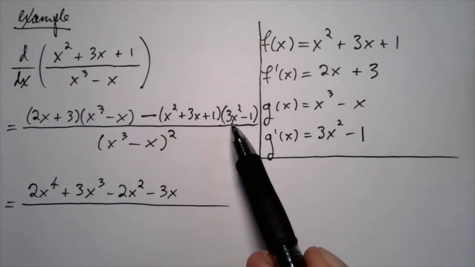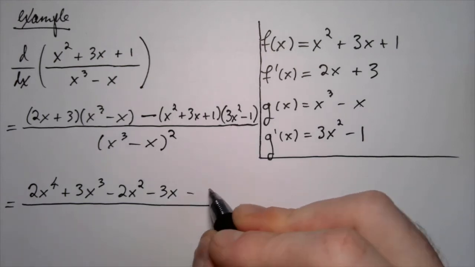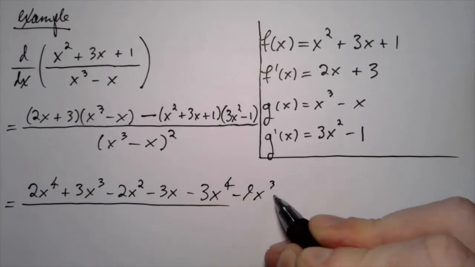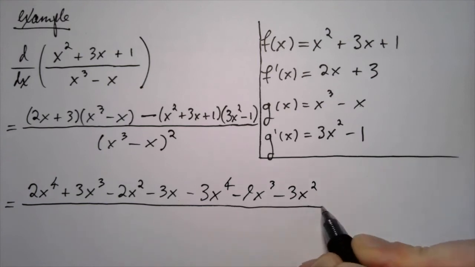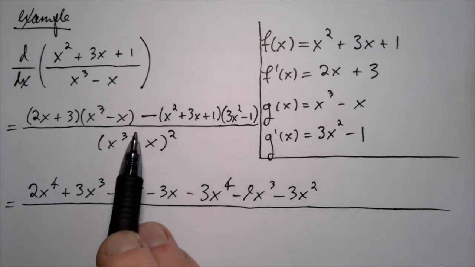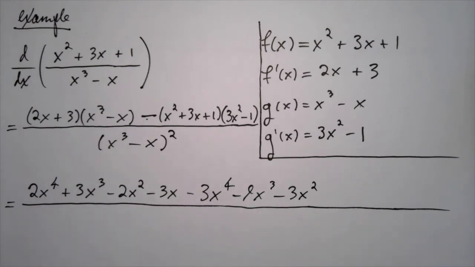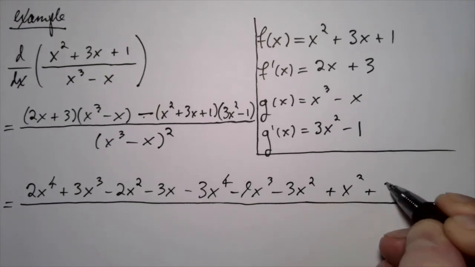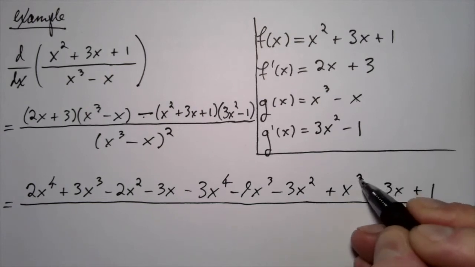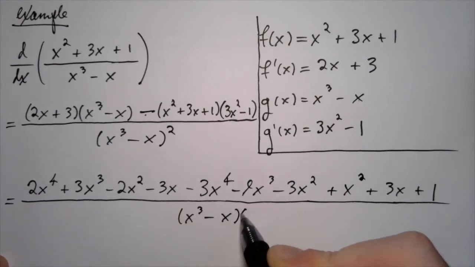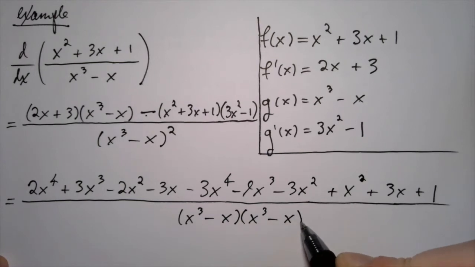And now we'll do the same thing here. First I'll multiply x squared, 3x, and 1 by 3x squared, but with that minus sign up front. So we have minus 3x to the fourth, minus 9x cubed, minus 3x squared. And then we'll multiply the same three terms by minus 1. That has the effect of just changing this minus sign out front to a plus for those terms. So we just get plus x squared plus 3x plus 1. There you have it. And then I'm going to show the steps here for squaring x cubed minus x. It'll be the usual sort of FOIL game, like that.